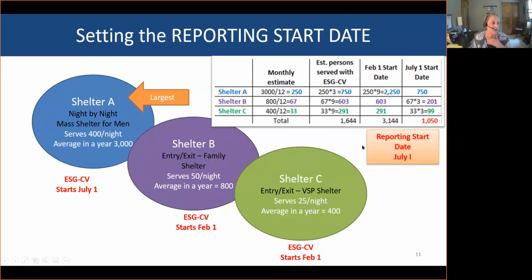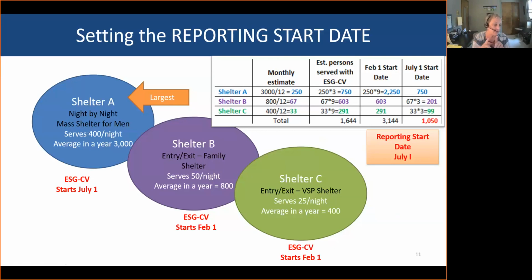I want to remind you a couple of things. When you're considering the reporting start date, you only have to consider the date that a shelter or street outreach program was in operation. So you could substitute shelter A for street outreach, and it would be the same calculation, the same scenario if you funded street outreach, shelter. Again, those programs were there before COVID, and they're going to be there after COVID.